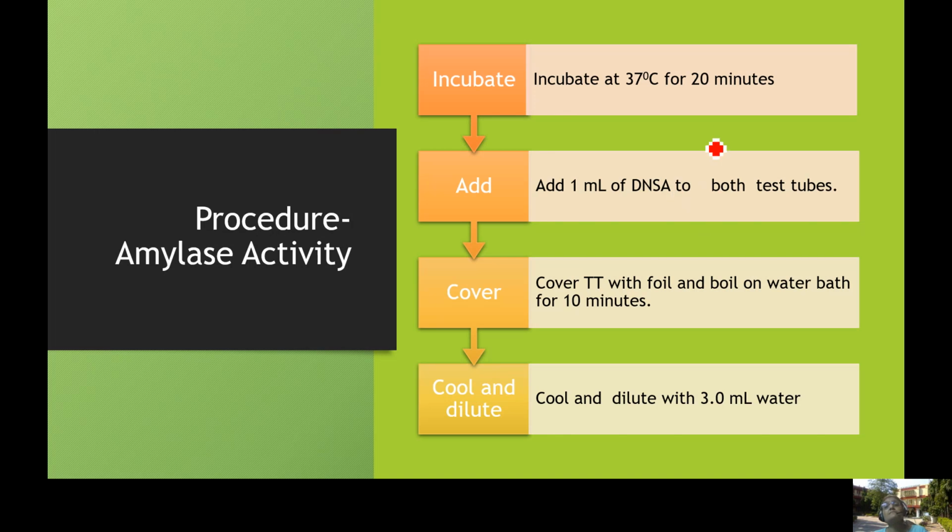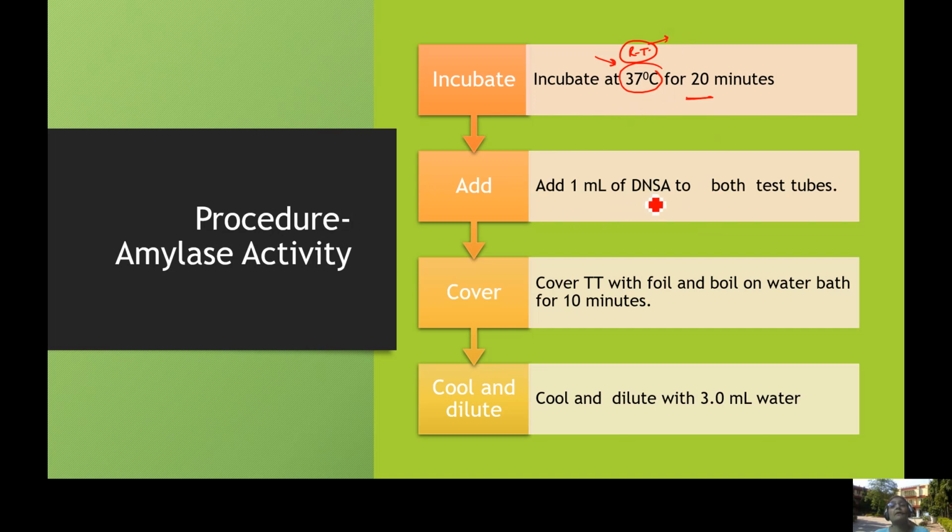Then again, incubate for 20 minutes. And you must note down the temperature. You can do it at room temperature, but please measure the temperature because enzyme activity will vary with the temperature. Okay? So in our case, either we can do it at 37 degrees or at room temperature, and we can measure the room temperature and say the activity of salivary amylase was found to be this at this temperature. So that gives a more logical meaning to it.